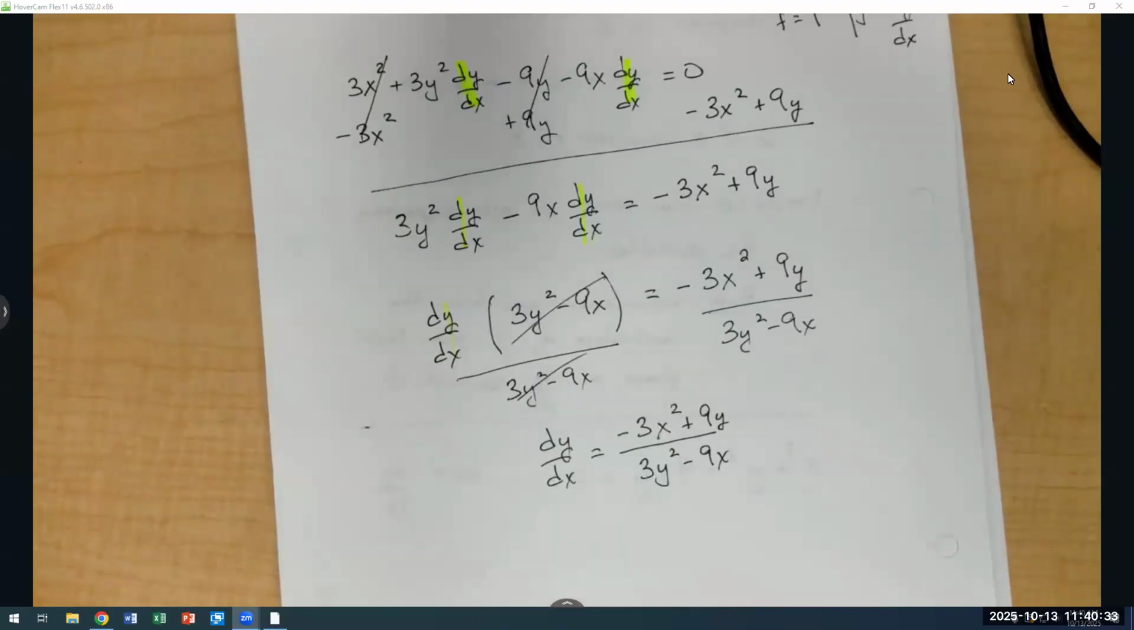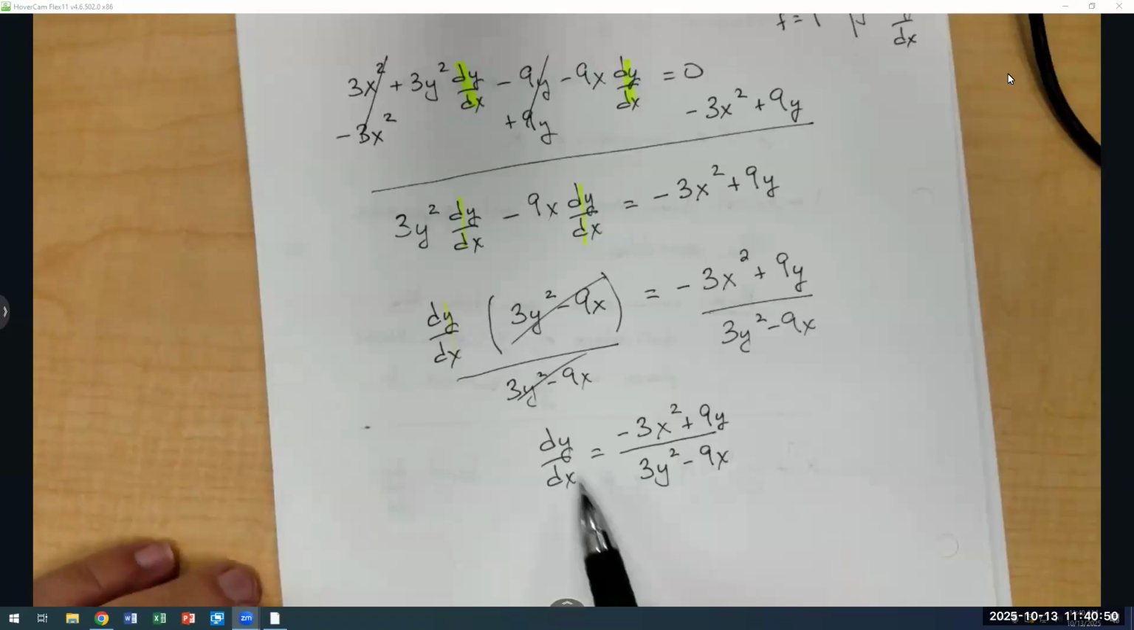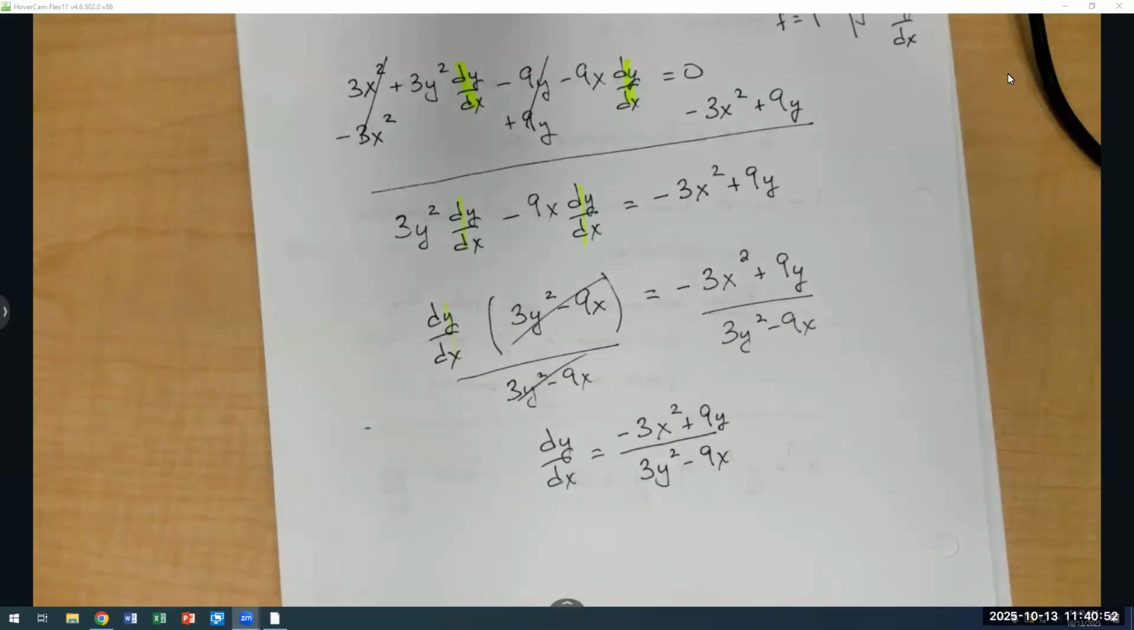Are we done? No. Why not? We have to plug it into the function? Nope. Because all the question asks us to do is solve for dy/dx. Can we do anything on this side? Do they have anything in common?